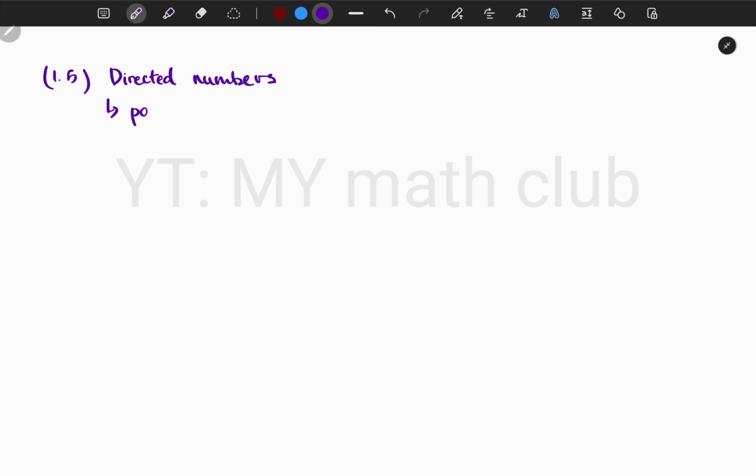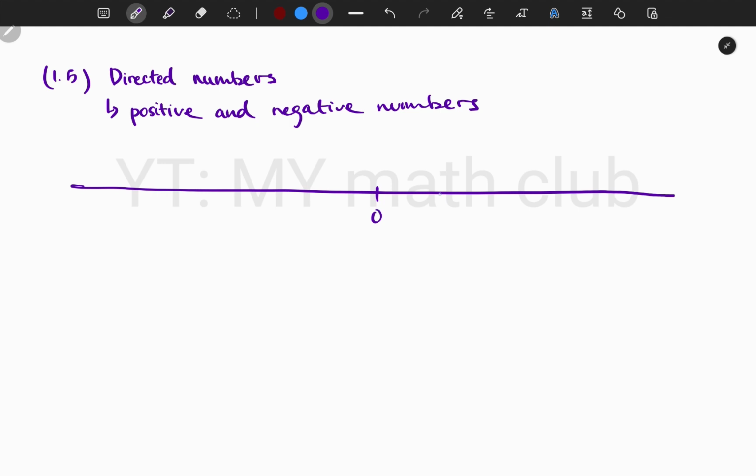To put it simply, directed number is kind of like a fancy way to say positive and negative numbers. And that's pretty much it. But to make it even more obvious, we can draw ourselves a number line here and have a look.